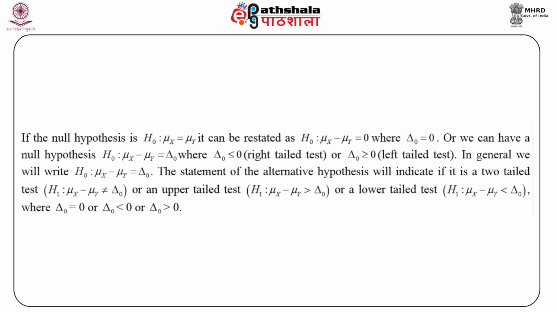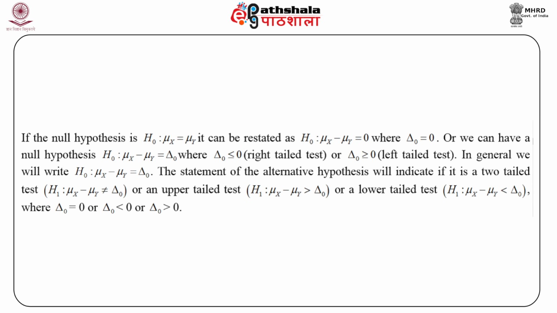Or we can have a null hypothesis H naught: mu x minus mu y written as lambda 0, where lambda 0 is less than or equal to 0, which is a right-tailed test, or lambda 0 is greater than or equal to 0, which is a left-tailed test. In general, we will write the null hypothesis as H naught and denote it as mu x minus mu y equal to lambda 0.